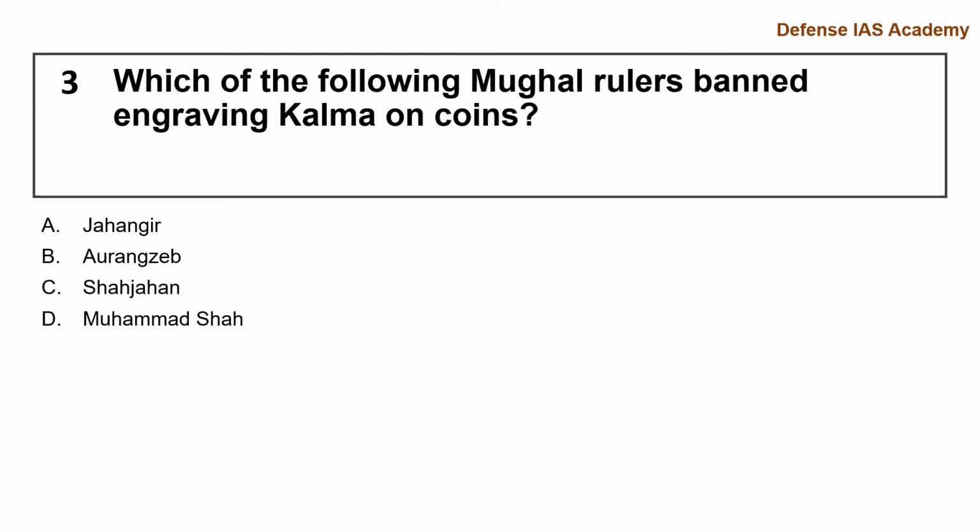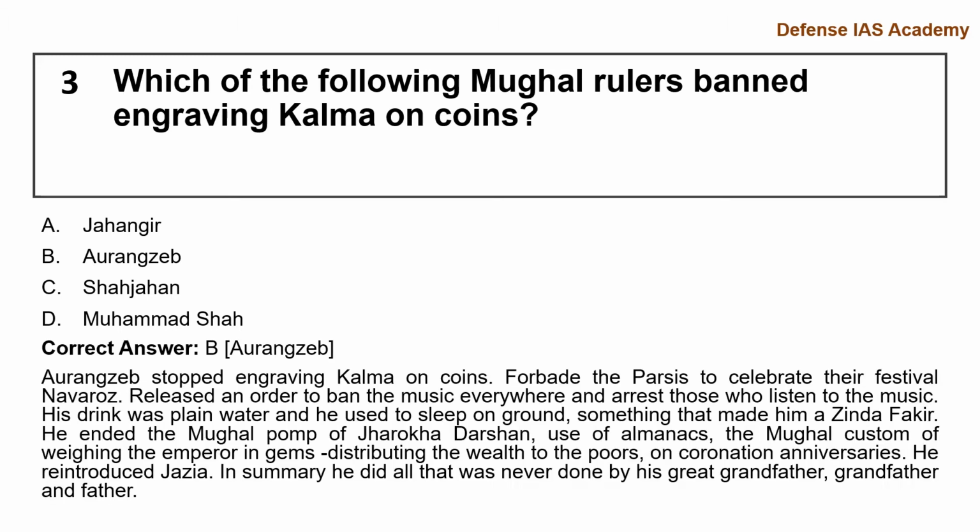Question number 3. Which of the following Mughal rulers banned engraving kalma on coins? The correct answer is option B, Aurangzeb. Aurangzeb stopped engraving kalma on coins, forbade the Parsis to celebrate their festival Navroz, and released an order to ban music everywhere and arrest those who listened to music.